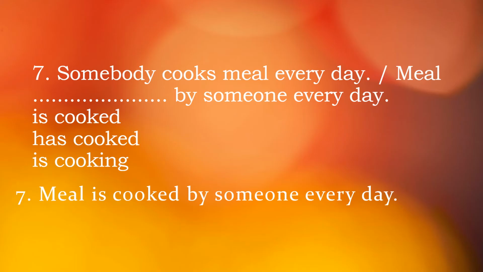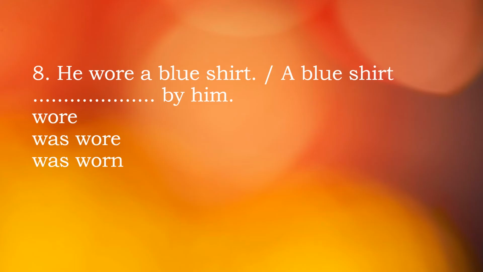Let's move to the next exercise. He wore a blue shirt. I think you should get the answer because this type of sentence we practiced and solved some time back. It is actually past simple tense. So in case of past simple, what structure do we follow? To change it, first the object would be at the beginning, then we should take was or were. Understand? Then B3, then object.